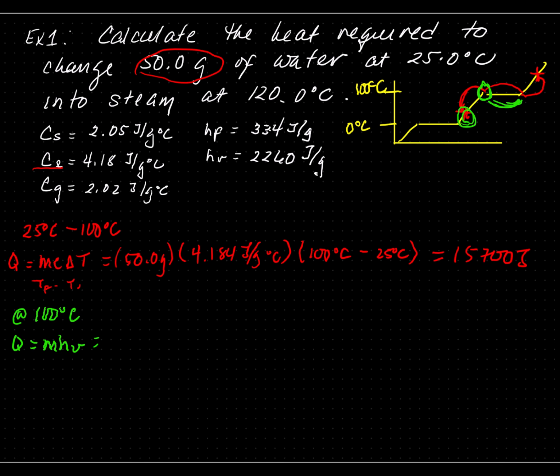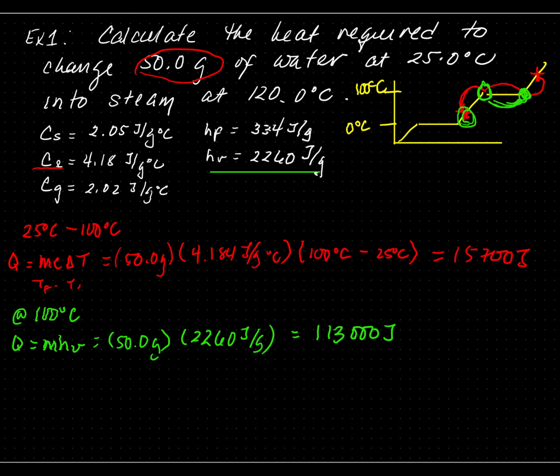My mass is still the same because it's the same substance undergoing the change. My heat of vaporization is given right here as 2,260 joules per gram. We multiply the two numbers, and that is going to be 113,000 joules.